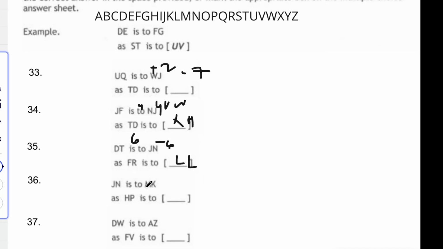Question 36, J to M. We get 1, 2, 3. And then N to K is 1, 2, 3.